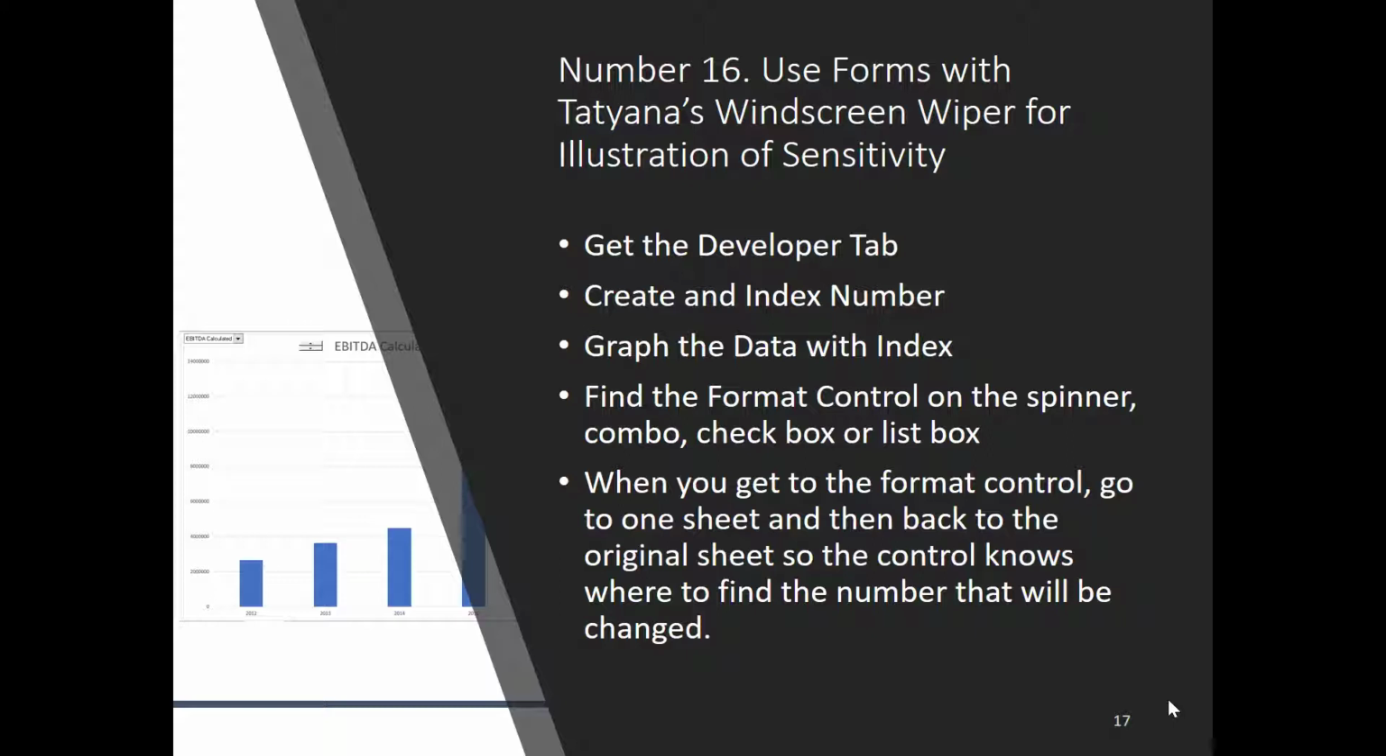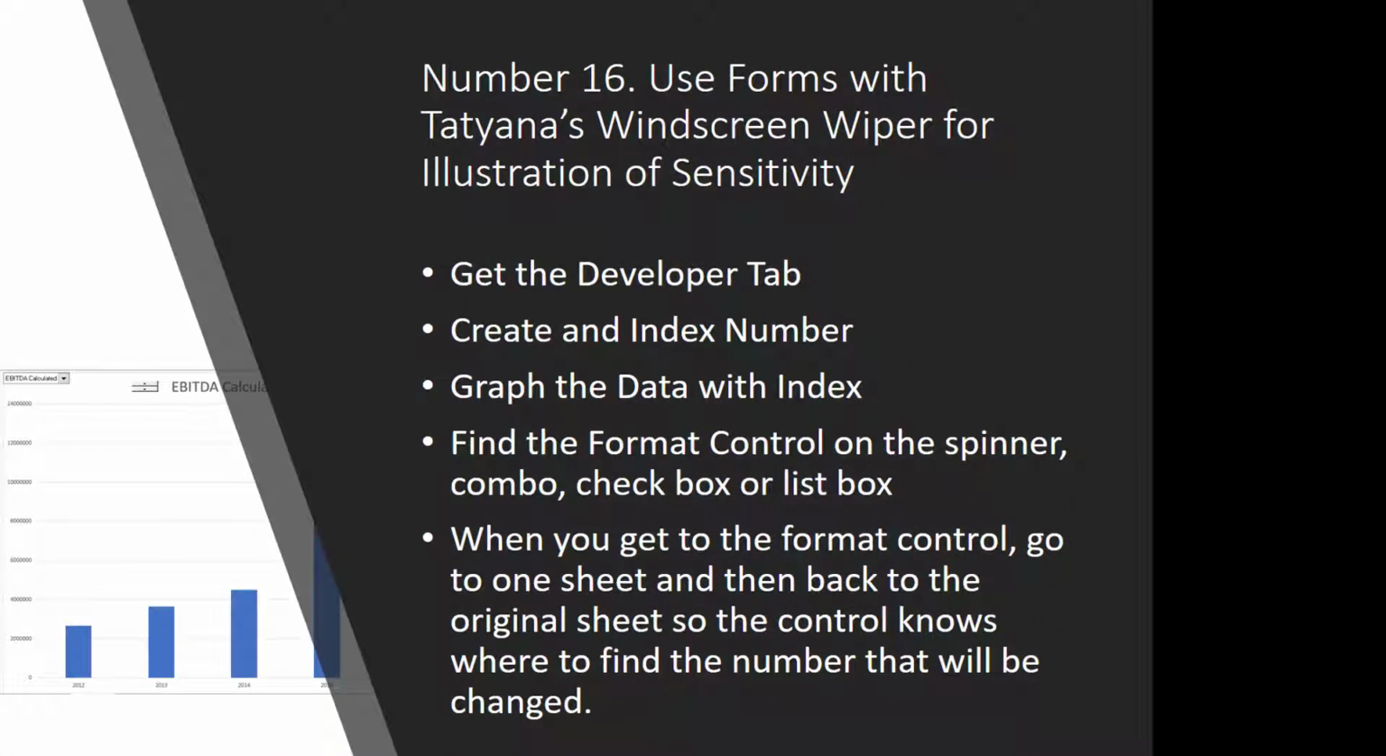This is backpack number 16. How to put one of these spinner boxes, drop-down boxes, or check boxes, any of these things, on the graph. The problem is that the number that drives this spinner box, the number in the cell link, comes from a different sheet.